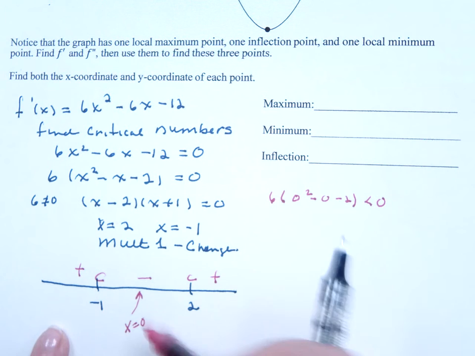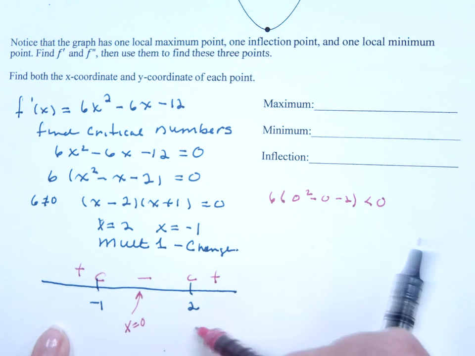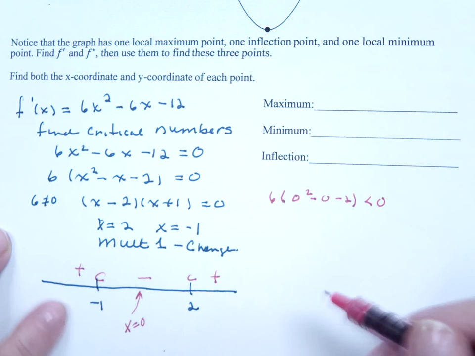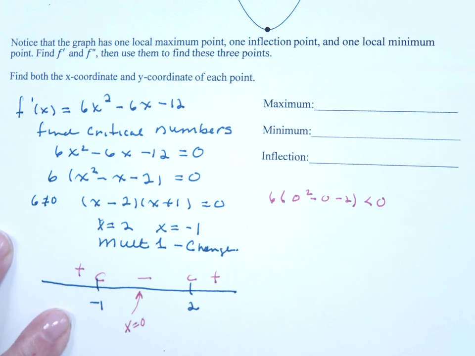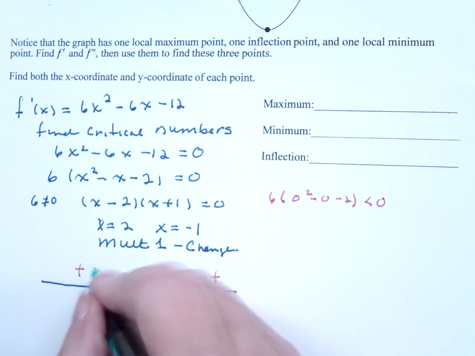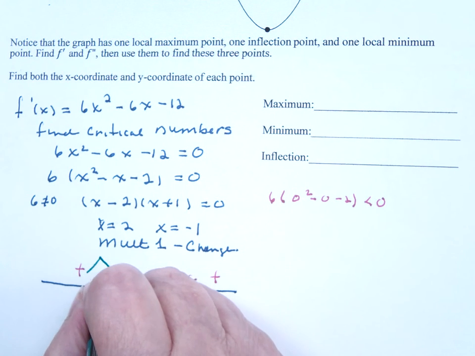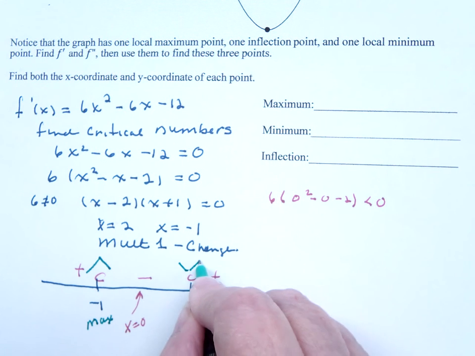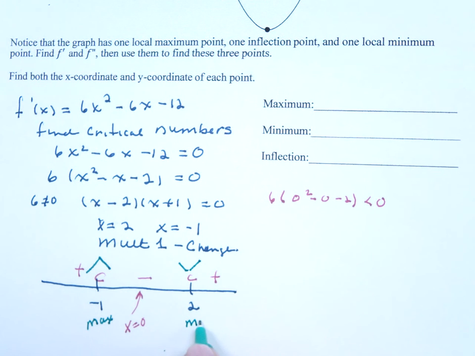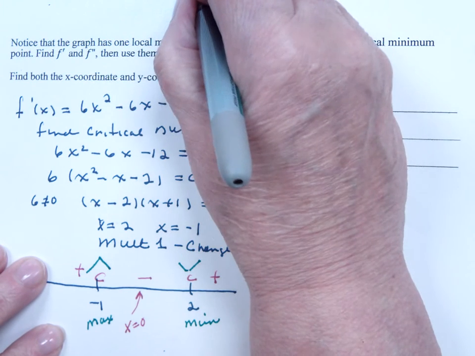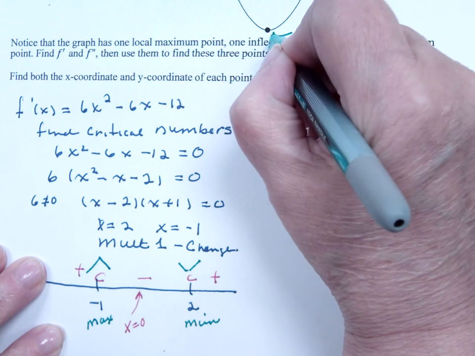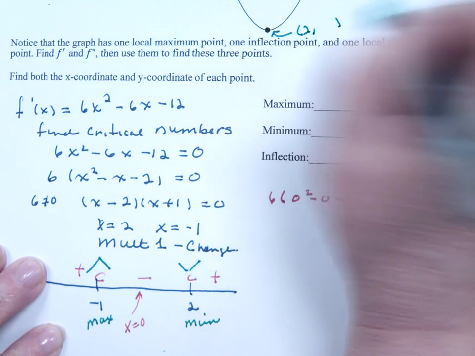Wasn't paying attention. So remember, you could pull a test point from each interval if you wanted to, and not do the change thing. Now that tells me that what I have is increasing followed by decreasing. Negative 1 is a max. Decreasing followed by increasing. 2 is a min. So I now know that the coordinate point here is negative 1, something, and the coordinate point here is 2, something.